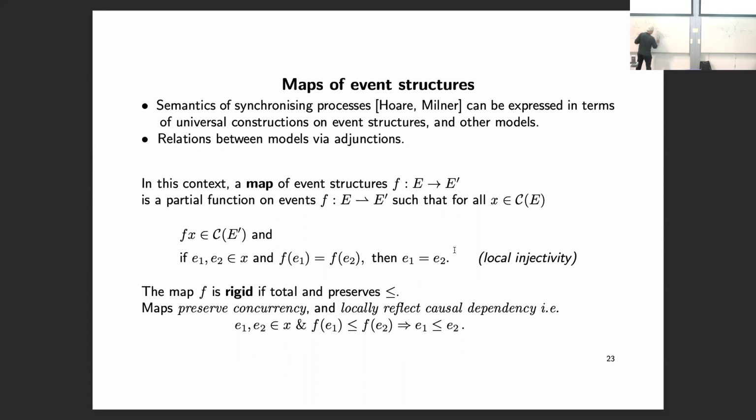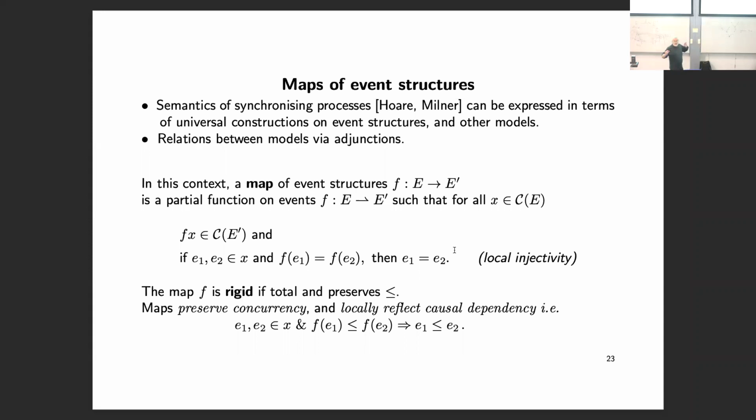So there has to be something in here which goes to F(E1). But E1 goes to F(E1), and this guy also goes to F(E1). By local injectivity, this has to be equal to E1. And this set here was all the things which are causally below E2, so they have to include E1. Don't know how clear that is. Okay, good. So we have the causal dependency is reflected locally.